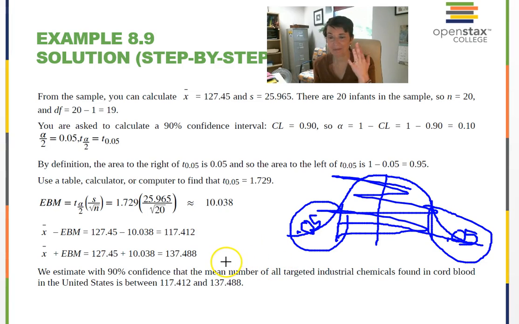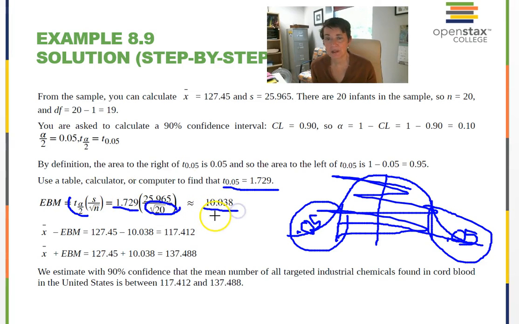Okay, just to maybe help you with the visual, use a table or a calculator or computer to find that our t-score of 0.05 is 1.729. Now I'm going to enter that in here, and this time, notice I put that number here. That's where I get this number here, okay? But I still am going to work in this sample size. So it's going to change, and it's about 10.038.